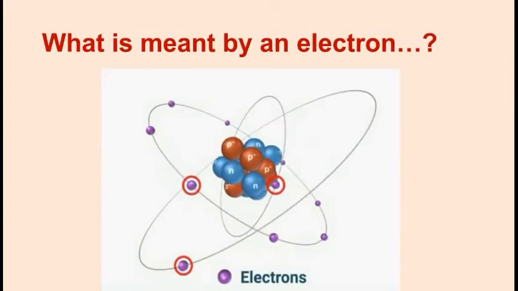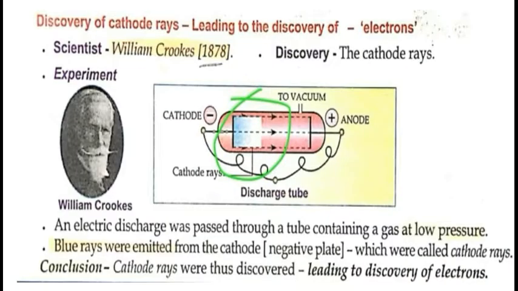What is meant by an electron? Electron is the smallest subatomic particle of an atom. Electrons are negatively charged particles which revolve around the nucleus. In this picture, electrons are denoted by violet colored spheres. Okay, you can see some violet colored spheres in this picture. They are electrons.